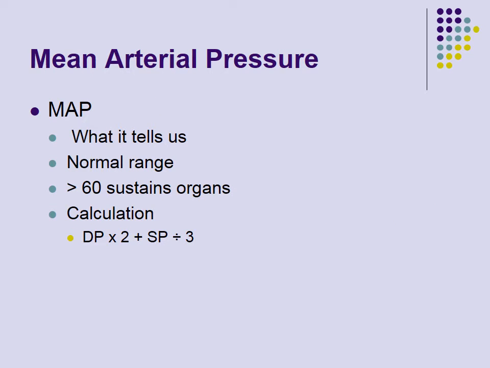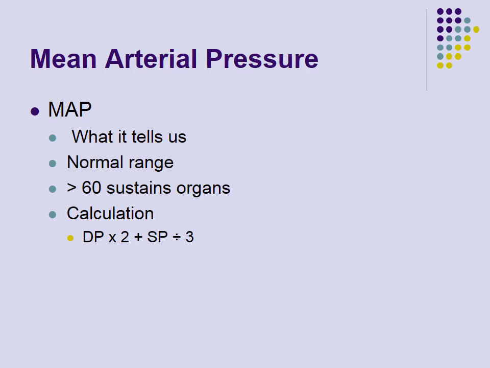So before we start talking about the different stages of shock, let's talk about some of the indicators that tell us how a patient is doing. And one of the first ones is mean arterial pressure. Mean arterial pressure, or MAP, tells us about tissue and organ perfusion. The mean arterial pressure, the normal range, should be 70 to 100.